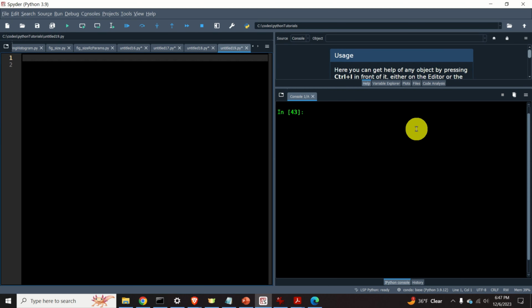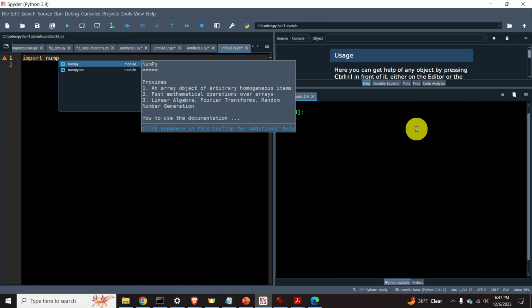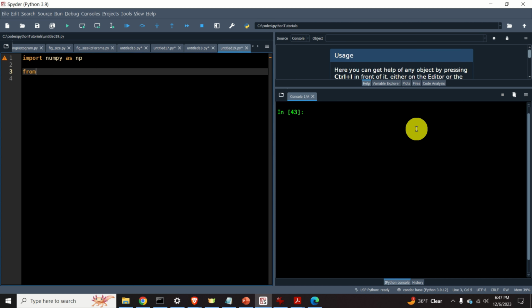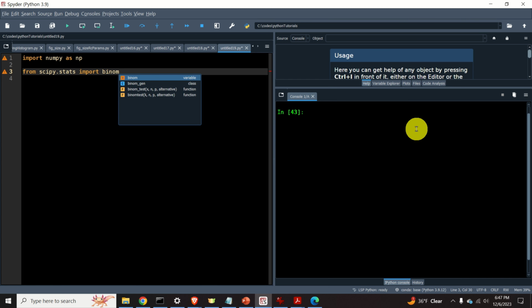After we summarize the binomial distribution, it's time to start with the Python implementation. The first step is to import the necessary libraries. First of all, we need the NumPy library. Then, from scipy.stats, we will import binomial distribution. Binomial distribution is denoted like this.